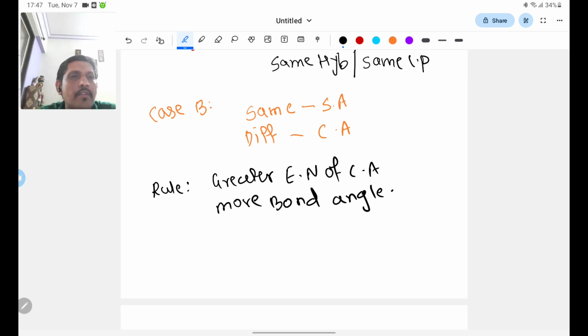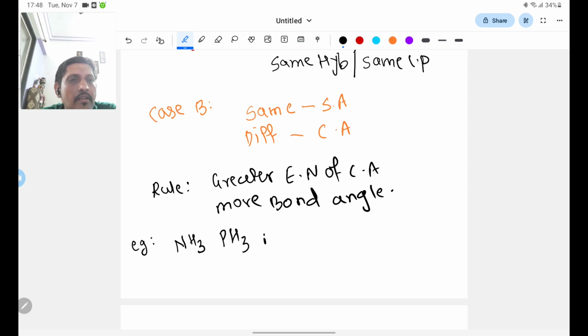ठीक है, तो सेंट्रल एटम की इलेक्ट्रोनेगेटिविटी बढ़ाते जाएंगे तो बॉन्ड एंगल की वैल्यू भी बढ़ती जाएगी. This is the rule over here. तो यहाँ पर if you observe, let's take one example. ठीक है, the example is, suppose I have NH3, PH3, AsH3 and SbH3. ठीक है, suppose we have these four molecules.